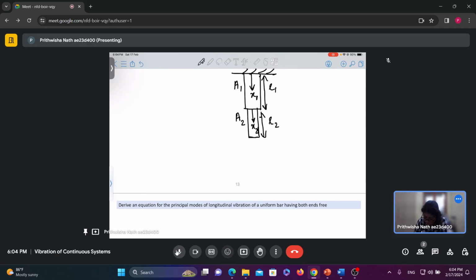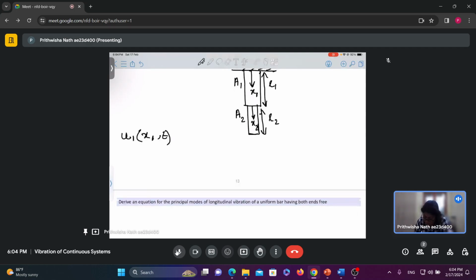So u1(x1, t) can be written as a1 cos(omega x1 / c1) plus b1 sin(omega x1 / c1), multiplied by (c cos omega t plus d sin omega t).